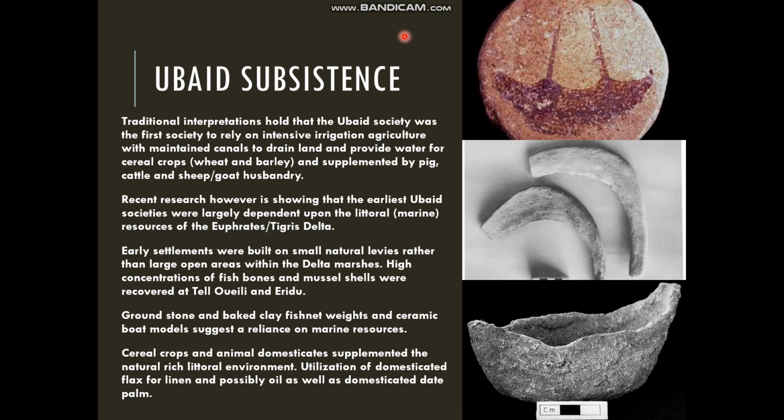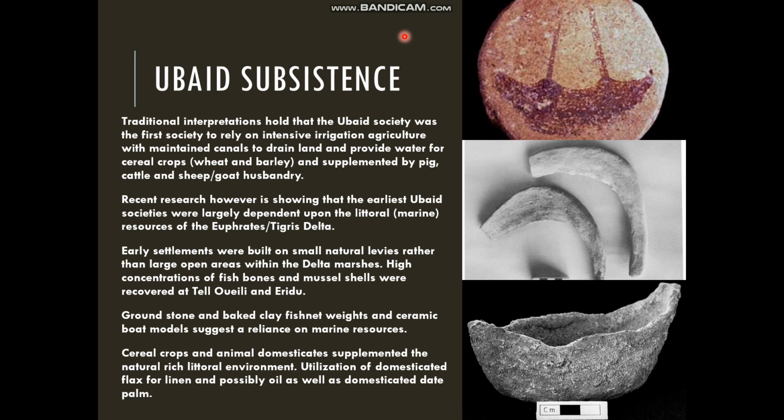In particular, Jennifer Pournelle's research on early Ubaid societies suggested that they were largely dependent on littoral resources in the Euphrates and Tigris Delta. Her argument is that all of these sites are built on small natural levees, what she calls turtlebacks, rather than open areas within the delta marshes. Around 6000 BCE, the environment was much wetter and the marshes extended much further north, because the Persian Gulf itself extended further north. Sites like Eridu and Ur were likely on the shores of the Persian Gulf, so we had a reliance on marine resources.